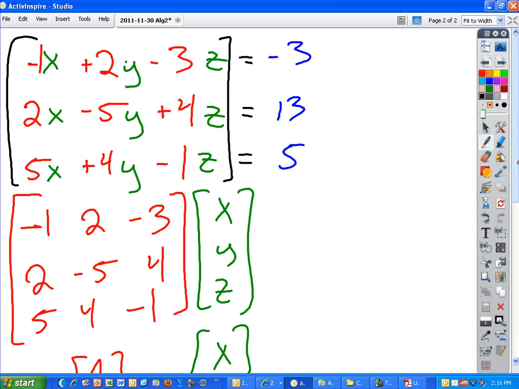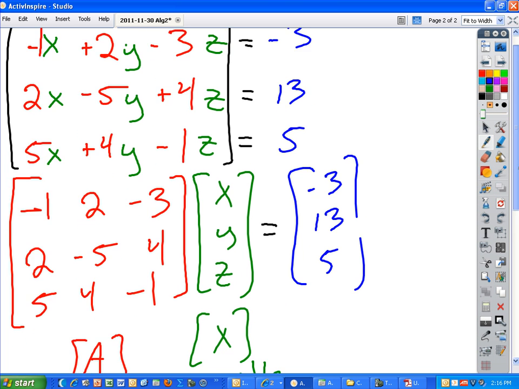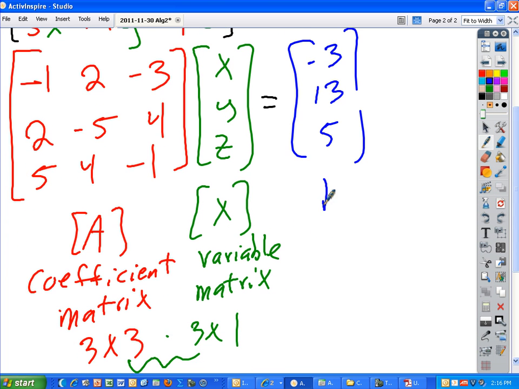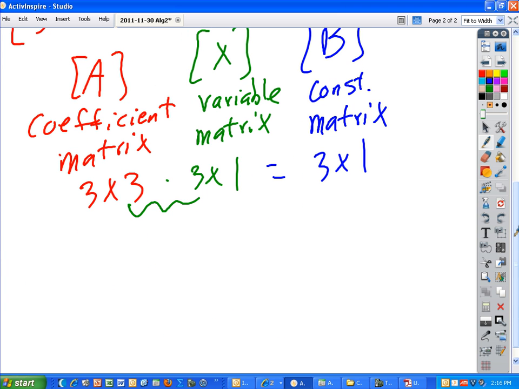Okay, on the other side, we've still just got our column matrix now. That's going to look like this. Negative 3, 13, 5, right? And we call that the constant matrix, B. And that, of course, is a 3 by 1. That makes sense, doesn't it? Because a 3 by 3 times a 3 by 1 equals a 3 by 1, right?